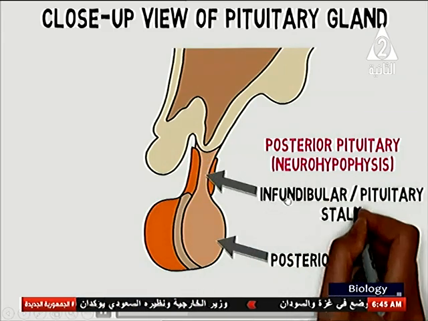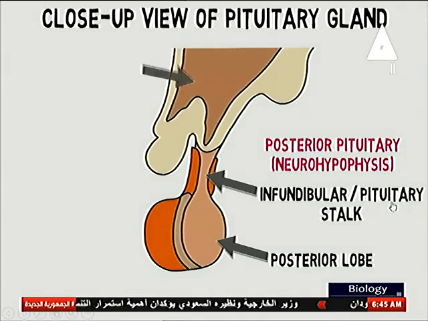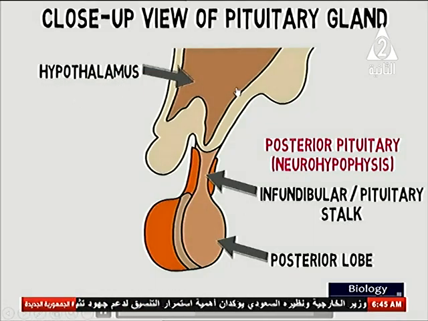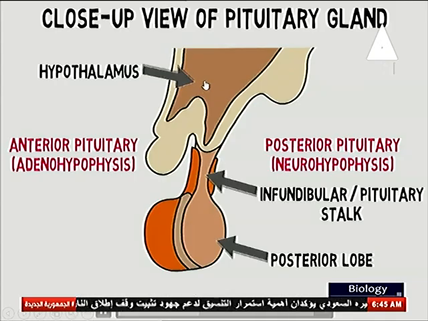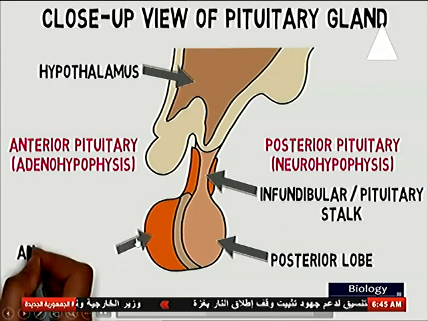And this is the infundibular pituitary stalk. This is the hypothalamus, which is dark in the last picture. This is the anterior lobe, adenohypophysis.